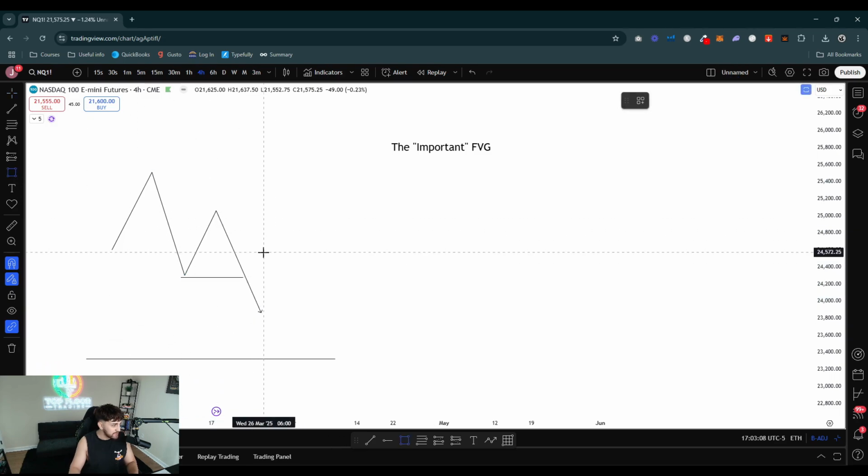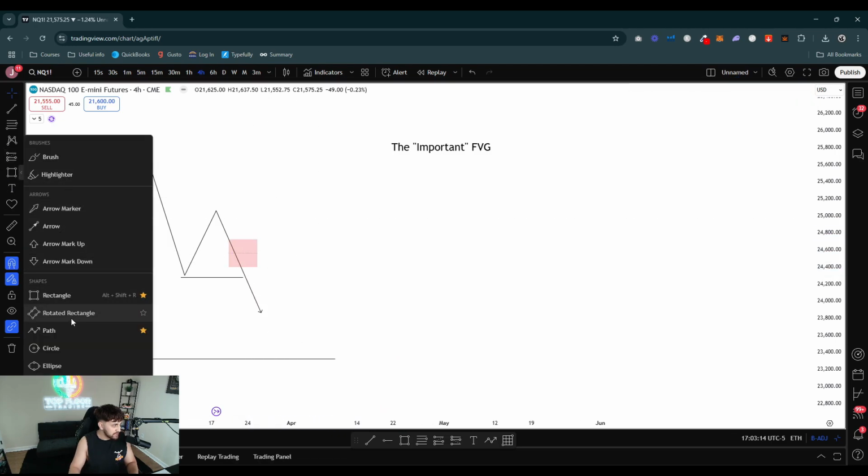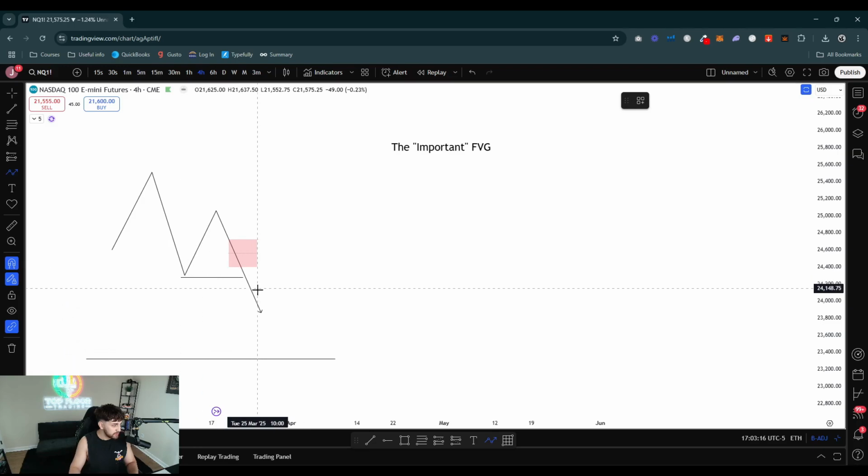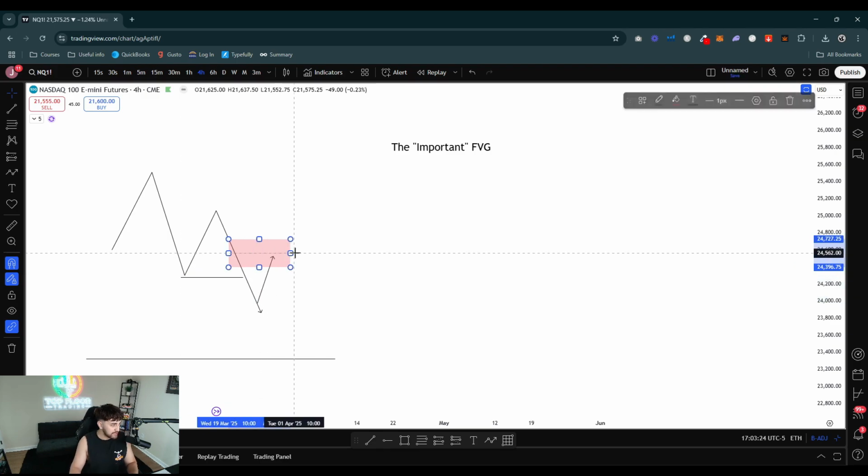So if we swept it and we actually formed the last FVG that formed after breaking that low right here, if we revisit this, right? So let's say we swept this low here and we push back up to the fair value gap that was formed after sweeping this low.